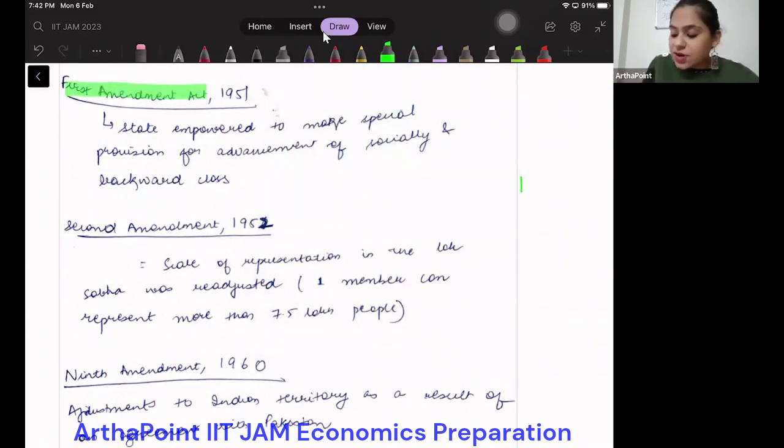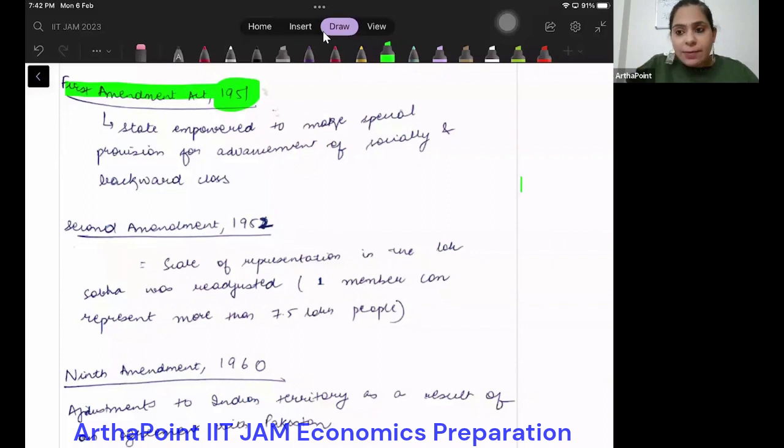So the first is the First Amendment. This came in 1951. Actually, if you notice, every year there is an amendment, right? This is what I noticed. 1951 First Amendment, 1952 Second, 1969th Amendment. So there were amendments which happened very often.